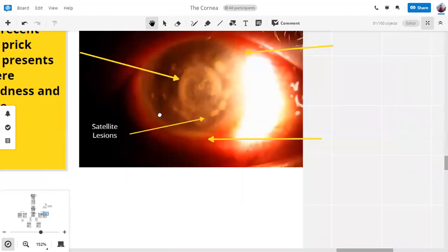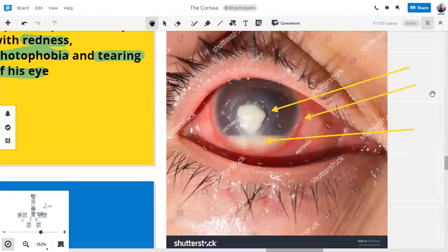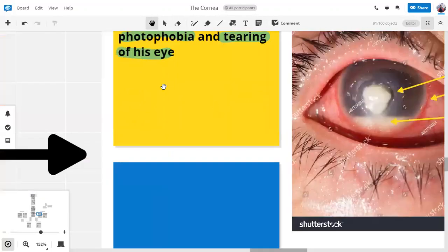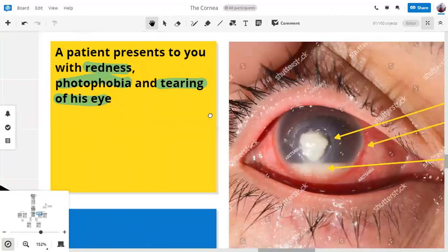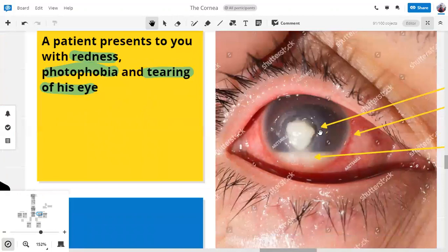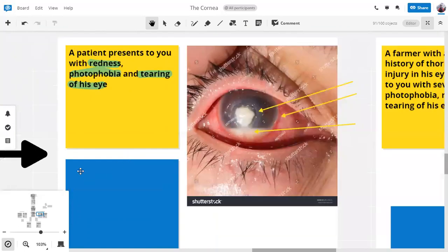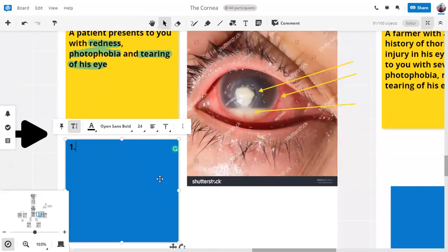Were these satellite lesions present in our first case? Nope. No, right. So coming back to our first case, we have a history of redness, photophobia, and tearing in this patient who presents with a large central corneal opacity, a large ulcer with a hypopyon, and circumciliary congestion as well. What is your diagnosis? Or what is your original differential diagnosis?